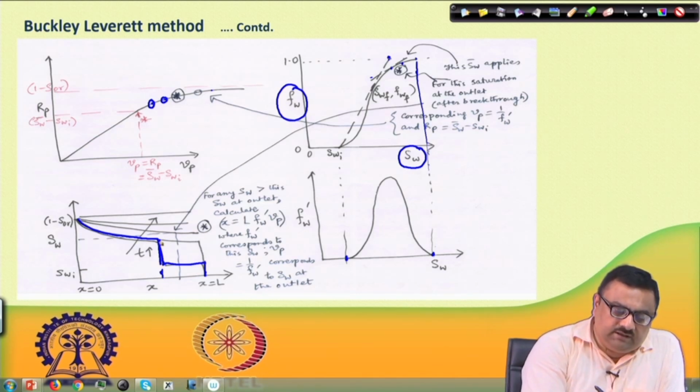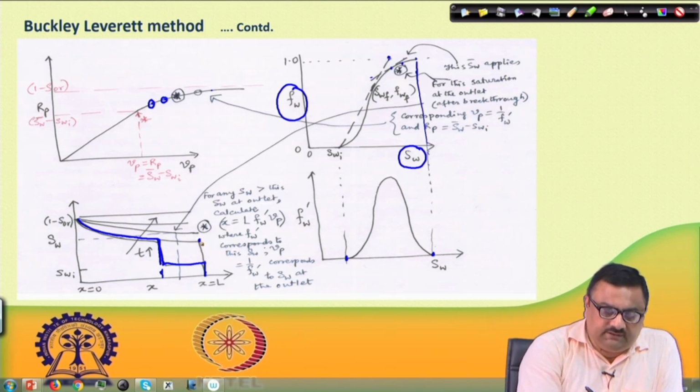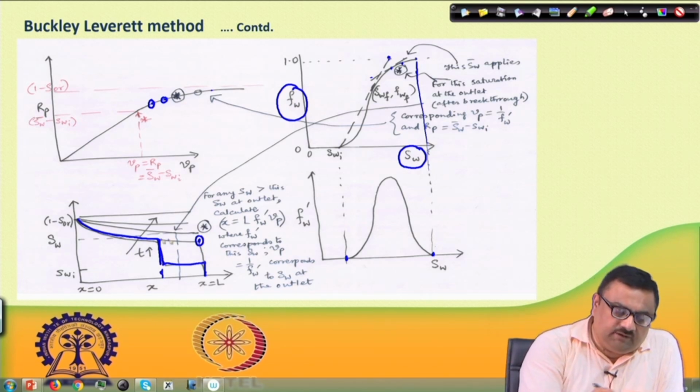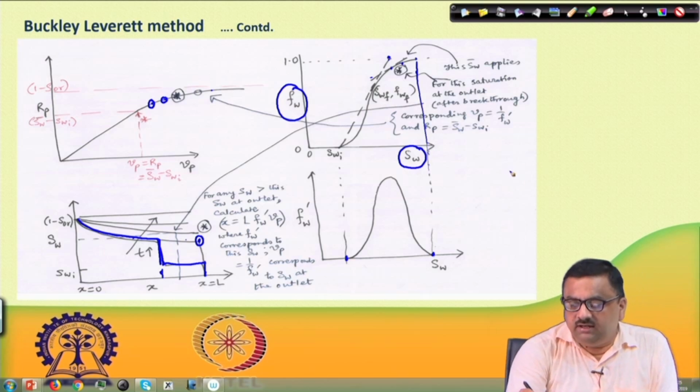Now here, we found out from this plot, after you had a breakthrough, the corresponding SWF here. So, this is the value of SWF. Since this is the value of SWF, one can get this curve here, and then after that one can find out what SW bar is, and then one can find out the corresponding saturations, because we had already written, you may recall, that x is equal to L FW prime Vp.